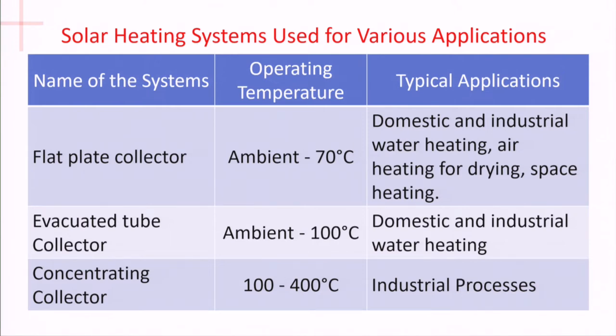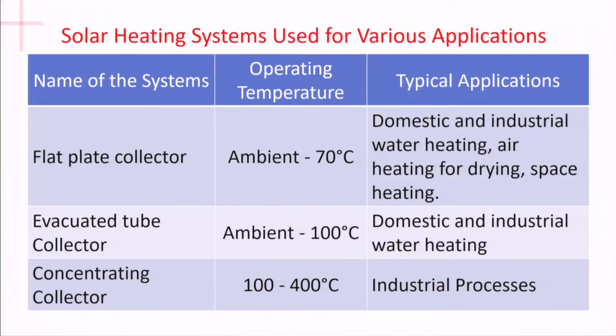So, in a flat plate collector, the temperature of the water will be around 70 degrees, and hence the type of application we can use is for domestic and industrial water heating, or for drying, or for space heating. If it is evacuated tube collector, again the temperature is around 100 degrees, so it can be used for industrial water heating. If it is a concentrating type of collector, then the temperature of the water will be around 100 to 400 degrees. So, it is very much used for industrial purposes.